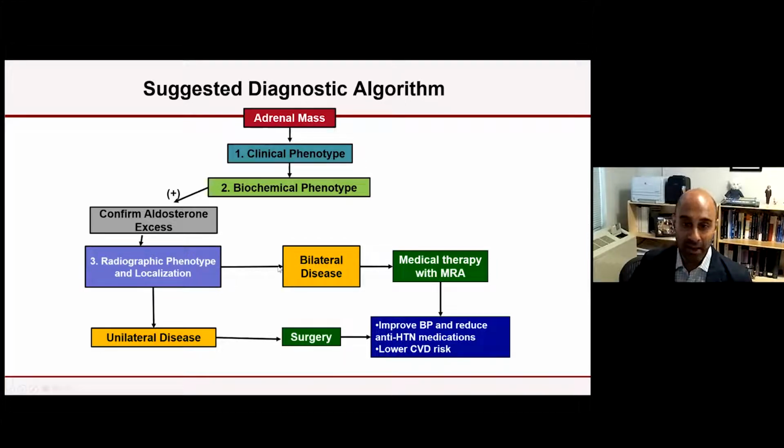If it's bilateral on adrenal venous sampling, we usually do not do bilateral adrenalectomies, and patients are medically managed with mineralocorticoid receptor antagonists. And the goal here is either blocking or removing the aldosterone improves not only blood pressure and potassium, but improves blood pressure control in terms of antihypertensive medication burden and lowers overall cardiovascular risk beyond the effects of just blood pressure alone.